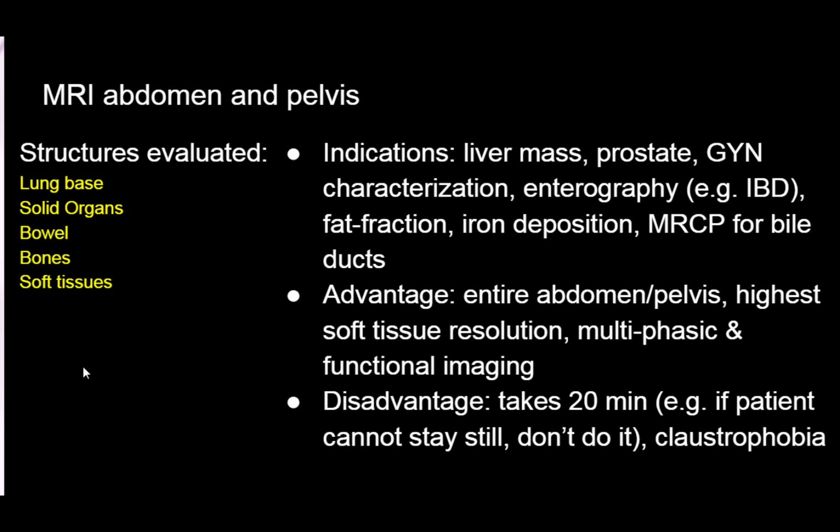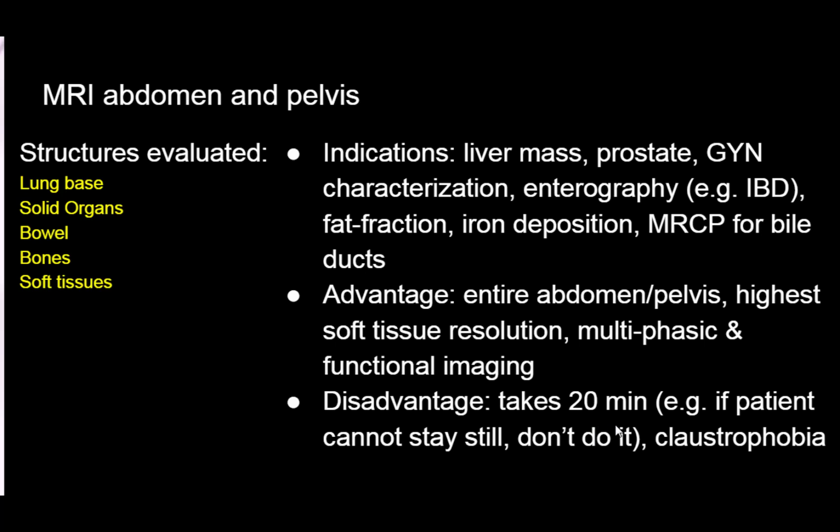The last imaging modality that we're going to review is MRI abdomen pelvis, and we're evaluating the same structures as we do with CT, but there are important differences. So MRI has very high soft tissue resolution. We can do similar multiphasic studies, but in addition, we can do functional imaging as well. And we'll show you an example following. However, it takes much longer than a CT.